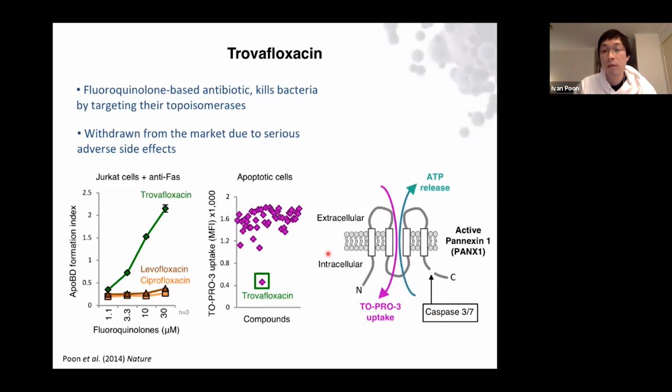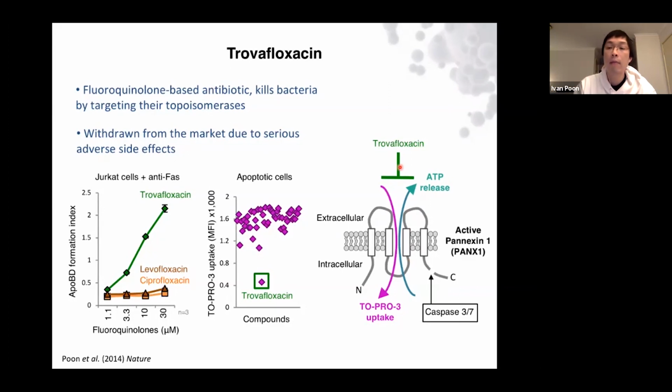And we find that trovafloxacin is actually blocking this channel by showing that it can block the uptake of TO-PRO-3. We also show that it can block the release of ATP. And then with quite a few other assays, we show that this antibiotic can directly inhibit this pannexin channel.